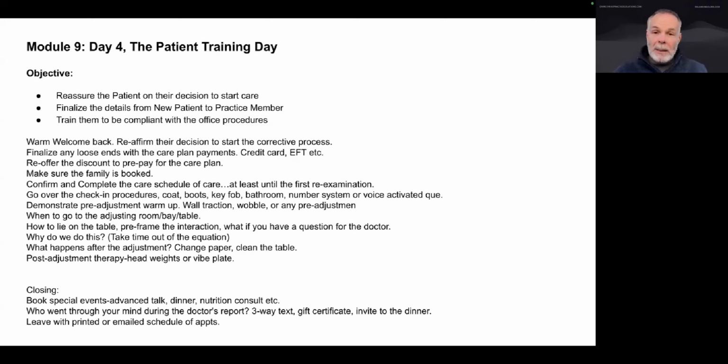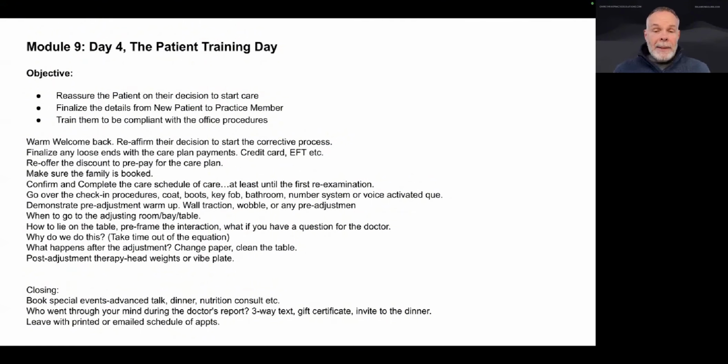So the team would talk about, okay, you're all set. They would confirm the schedule. They would have a print off of their schedule, or they would have that schedule emailed to that patient. They would book any advanced talk, so anything that's coming up. So whether it was a patient dinner, an advanced talk, maybe a nutrition talk or some sort of special talk or guest speaker that was coming up within the next few weeks or next month, they would make sure that that person was scheduled, or at least they encouraged that person to schedule for that advanced talk.